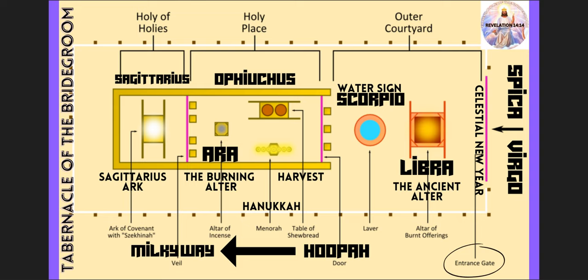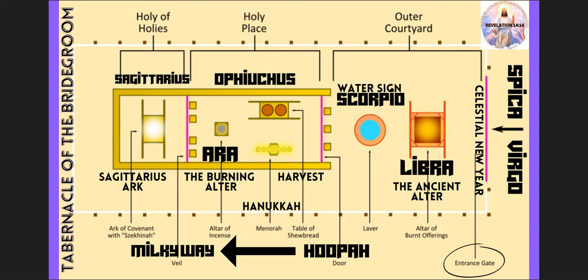Then next we see the laver, the vessel of water, and we have Scorpio, which is a water sign. And then we have the next pink line, which points down to the door of the holy place, and this is the entrance to the huppah of Ophiuchus, which is between the legs of Ophiuchus. And this connects up into the heavens to what we call the marriage chamber, and this is why between the legs of Ophiuchus is what we call the holy place or the protected place.